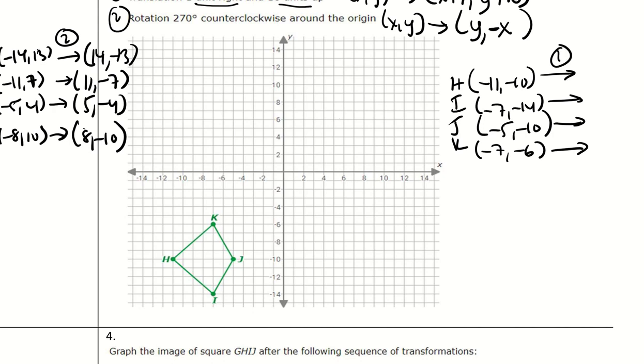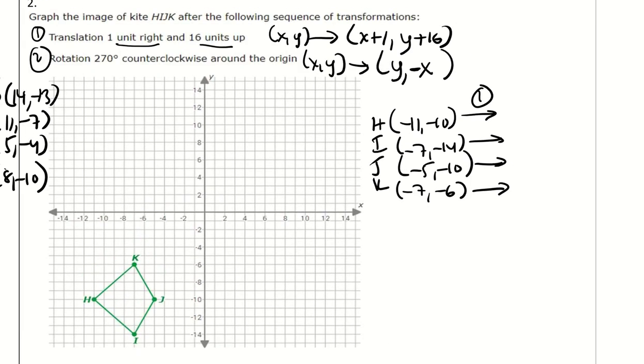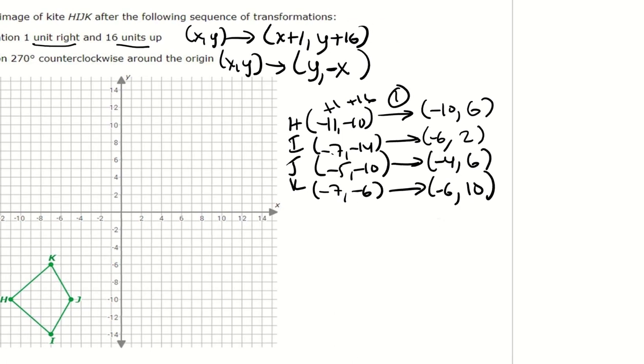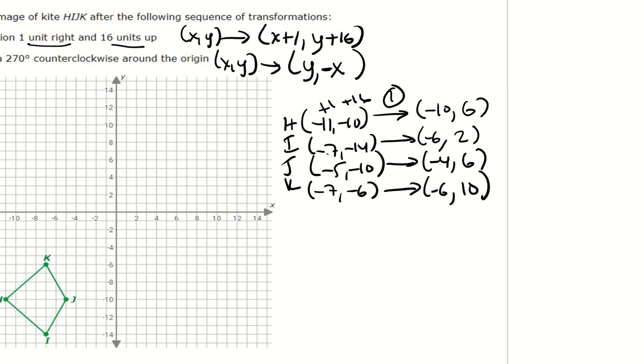All right, so let's do the first transformation. For the first transformation, we have to add 1 and then add 16. So +1, +16. -11 plus 1 is -10. -10 plus 16 is 6. -7 plus 1 is -6. -14 plus 16 is 2. -5 plus 1, -10 plus 16. -7 plus 1, -6 plus 16. All right, that's how we get those coordinates.